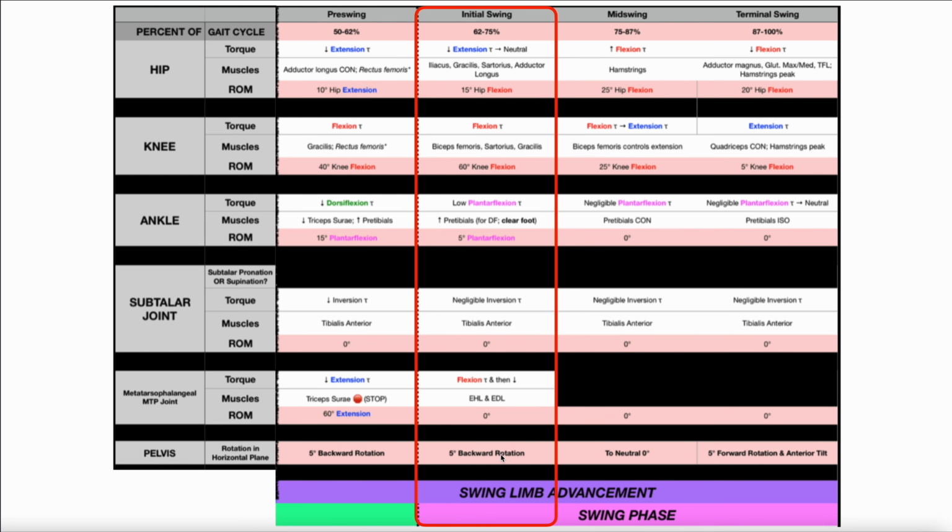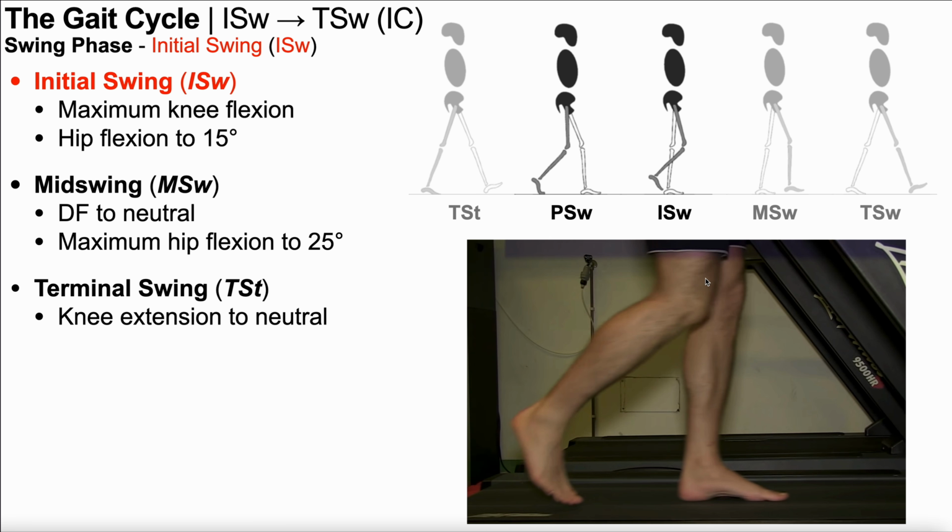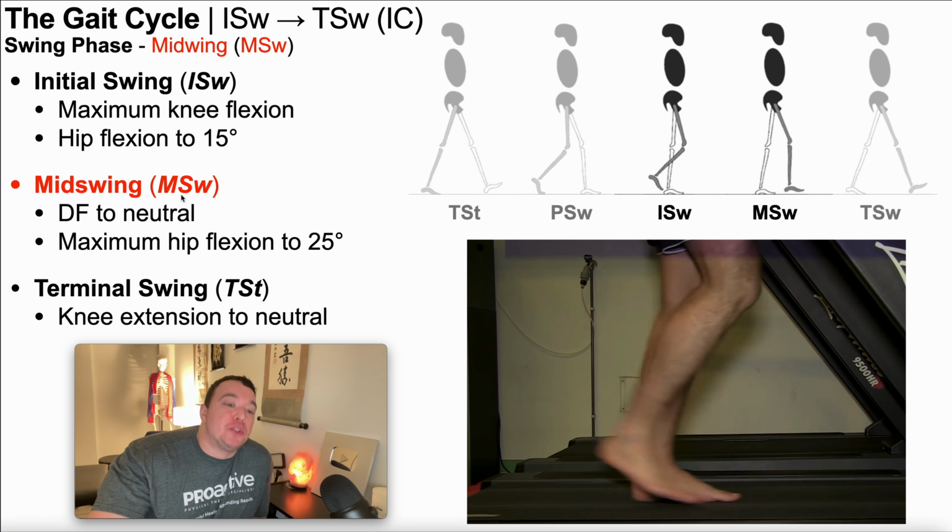And then at the pelvis, the reference limb side is in 5 degrees of posterior or backward rotation. And that makes sense because if you look back at this slide right here, you can see that the contralateral limb is still in front of the reference limb. And so for that to be the case, the side of the reference limb would have to be in backward rotation, okay? So now we have mid-swing.